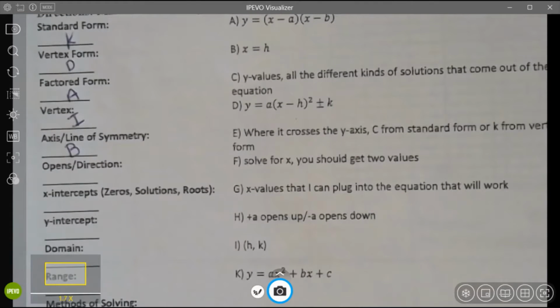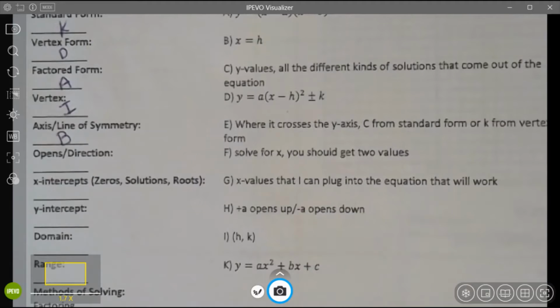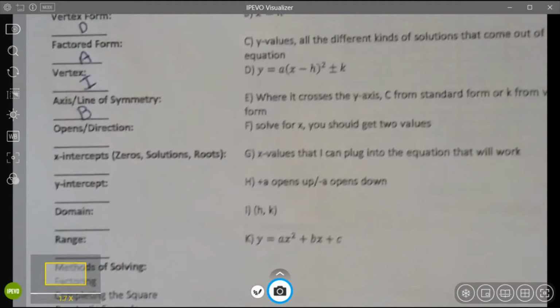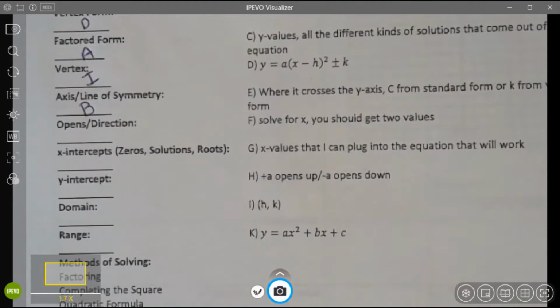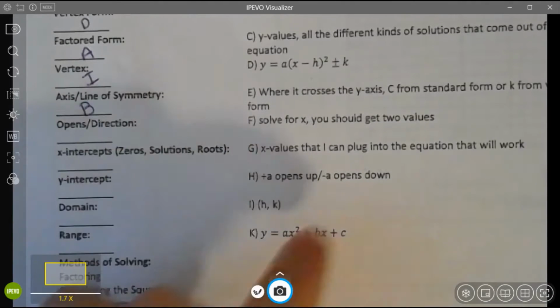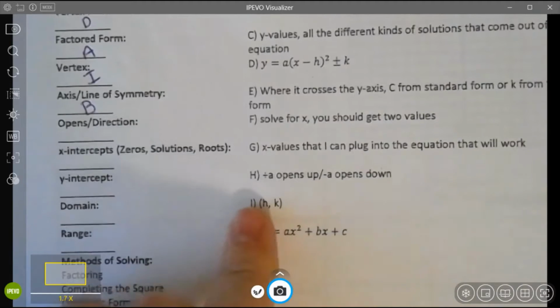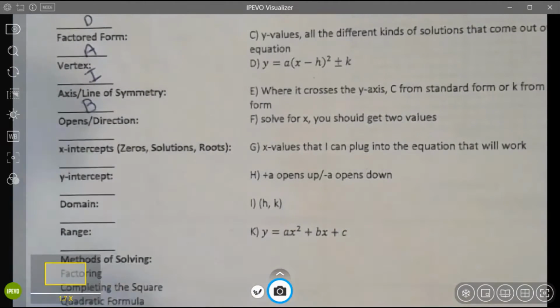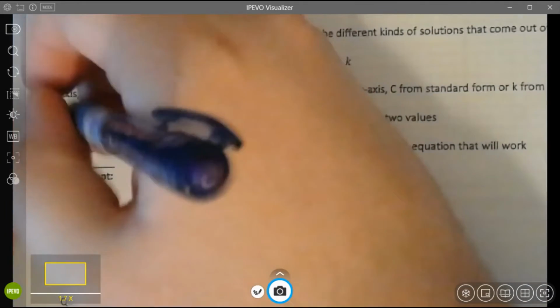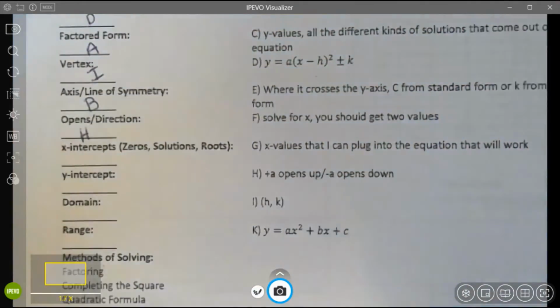So if you're in vertex form, you can pretty easily identify which way the graph opens. It either opens up or down. So if a is positive, then the graph opens up, and if a is negative, then the graph opens down. So for opens, which way does it open? The opening direction is going to be letter H. Either positive a opens the graph up, and negative a opens the graph down.